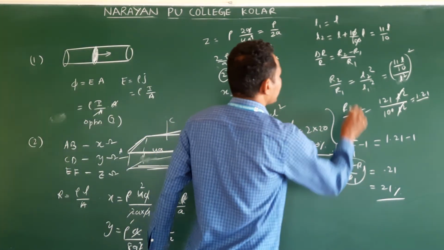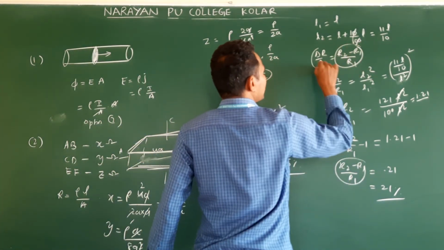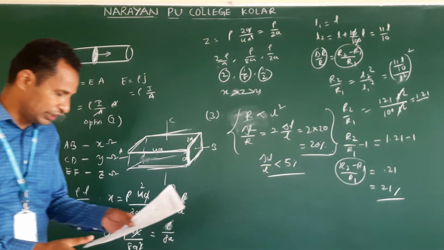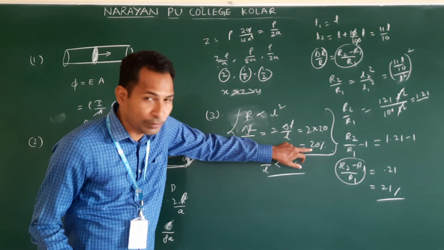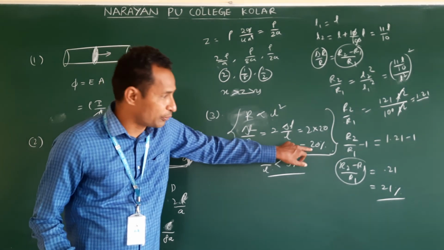What they are asked? R2 minus R1, right? This is the asking question. Percentage change in the resistance. What did we get? 21%. Clear? If you follow this method, what would be the answer? 20%. So both are similar.